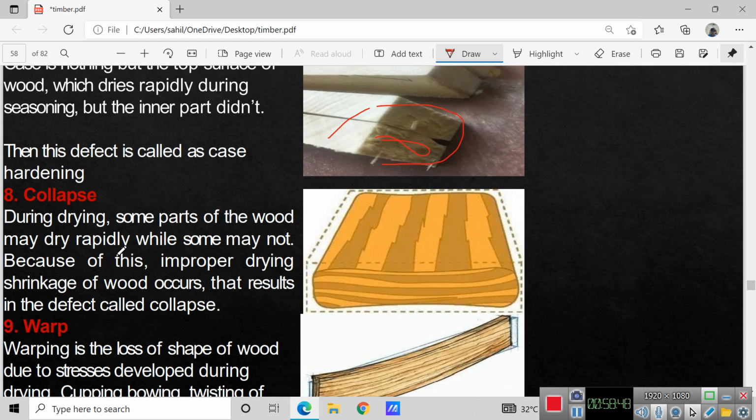Collapse. During drying, some part of the wood may dry rapidly while some may not. Because of this improper drying, shrinkage of wood occurs that results in the defect called collapse. So here you can see there is inconsistent shape of timber due to non-uniform drying. There is a shrinkage in its shape, distortion in its shape. You can see.